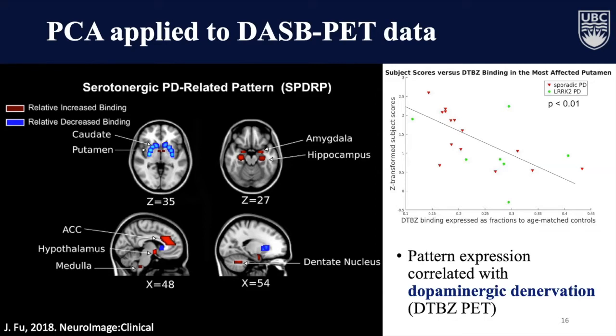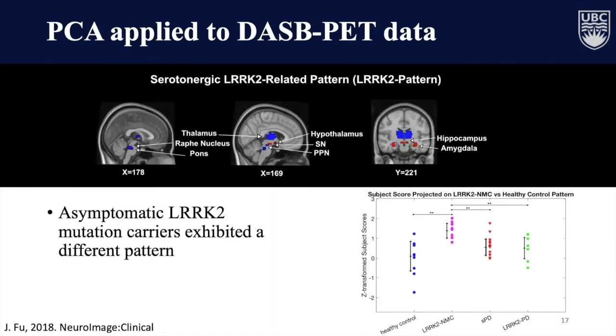Yeah. So DTBZ is a VMAT2 marker. So it's a measure of dopaminergic system integrity. So higher DTBZ means you have a more preserved dopaminergic system function. And so the higher expression of this serotonergic pattern correlated with lower DTBZ binding, that is, a higher level of dopaminergic denervation.